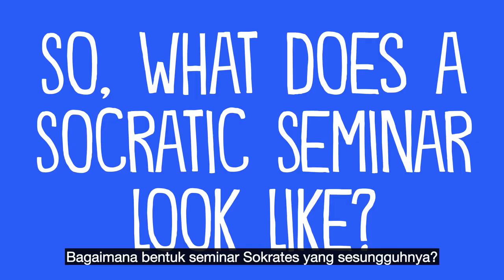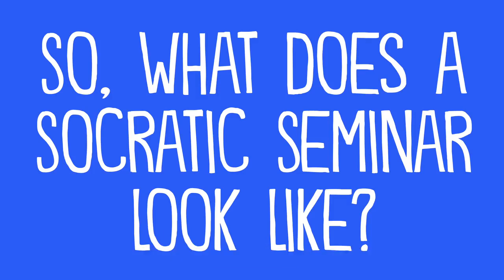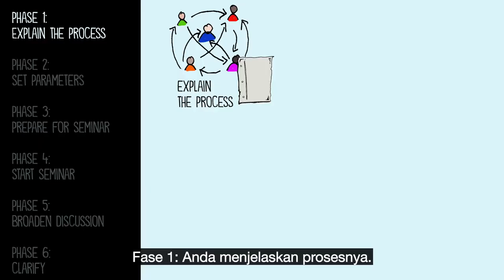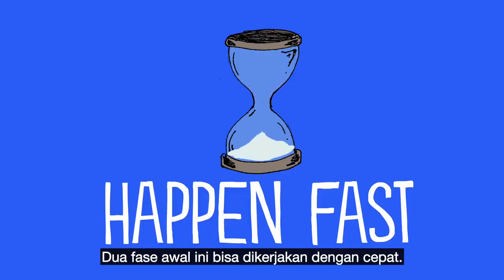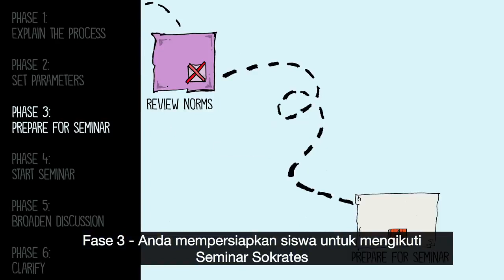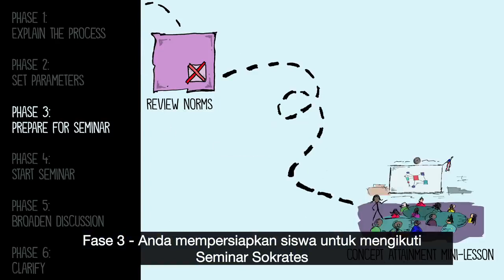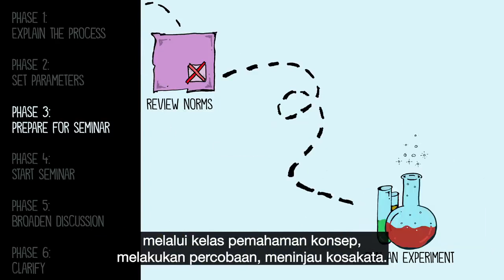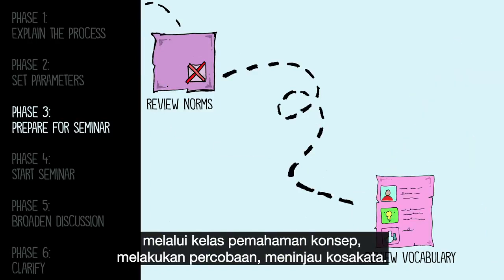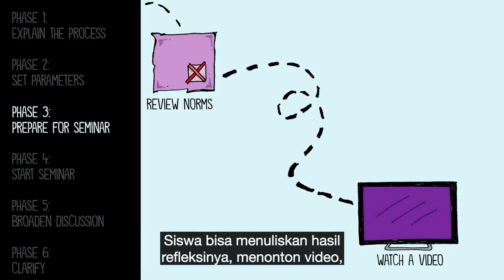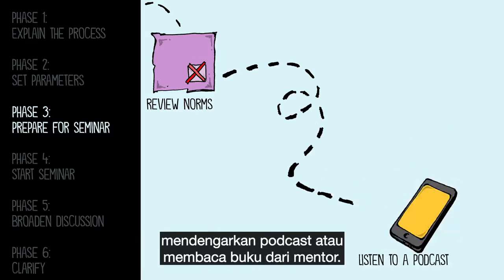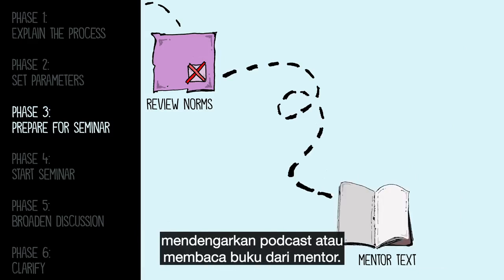So what does a Socratic seminar actually look like? Well, here's an example. In phase 1, you explain the process. In phase 2, you set the parameters by reviewing norms. Note that these first two phases are often fast. In phase 3, you prepare your students for the Socratic seminar. You might do a concept attainment mini lesson, run an experiment, and review vocabulary. Your students might do some reflective writing, watch a video, listen to a podcast, or engage with a mentor text.